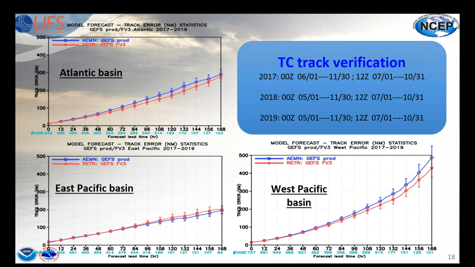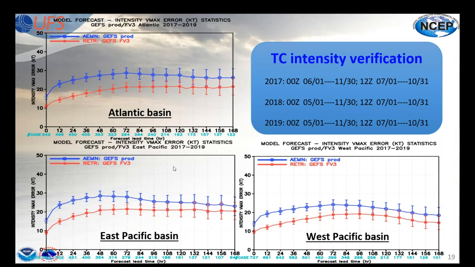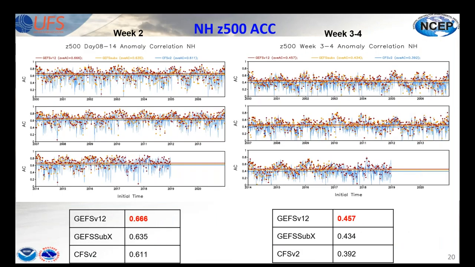Tropical cyclone verification also showed significant improvements. The track forecasts have improved both in the Atlantic and the Western Pacific, somewhat neutral in the Eastern Pacific. The biggest improvements are from the intensity forecasts. There is more than 50% improvement from the ensemble mean of the GEFS V12 compared to the production version of the GEFS V11. In all basins, the improvement in the intensity forecast is pretty dramatic. There is also a very nice improvement in the spread. The ensemble dispersion is much better in GEFS V12 compared to the GEFS V11.